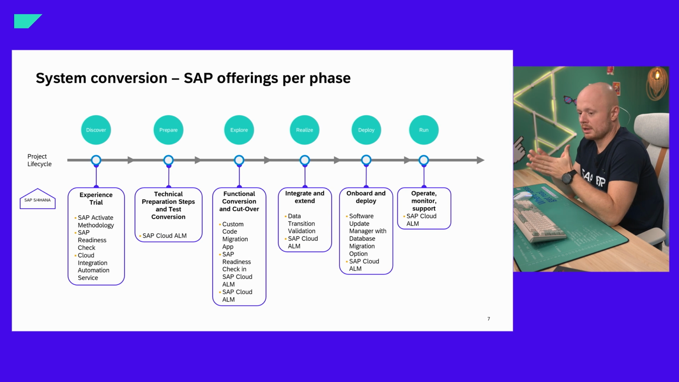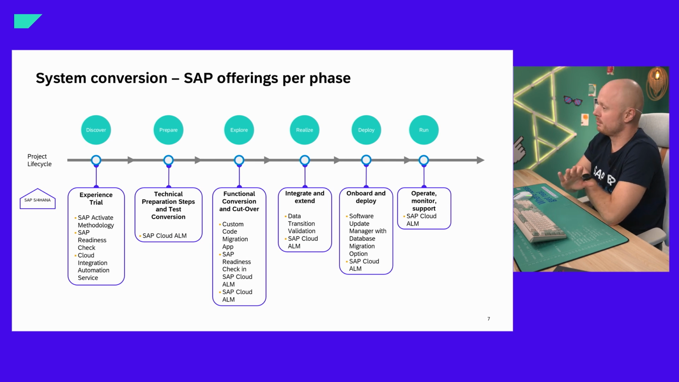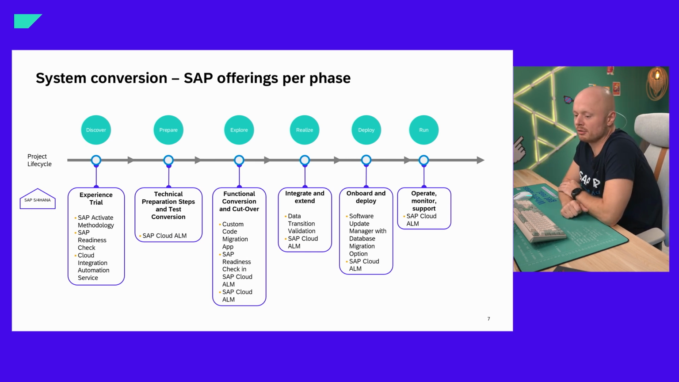All right, so when we have a look at the different tools per phase, in the Discover phase, we have the SAP Activate methodology and the SAP Readiness Check. You can also get familiar already with the Cloud Integration Automation Service. And then from the Prepare phase onwards, you see in every single phase that we have SAP Cloud ALM, which is part of this Activate roadmap. So it definitely makes sense to have a closer look at how Cloud ALM can support in the conversion project.